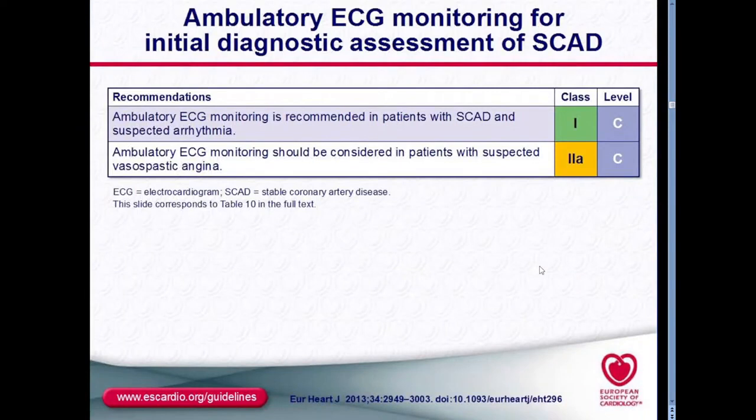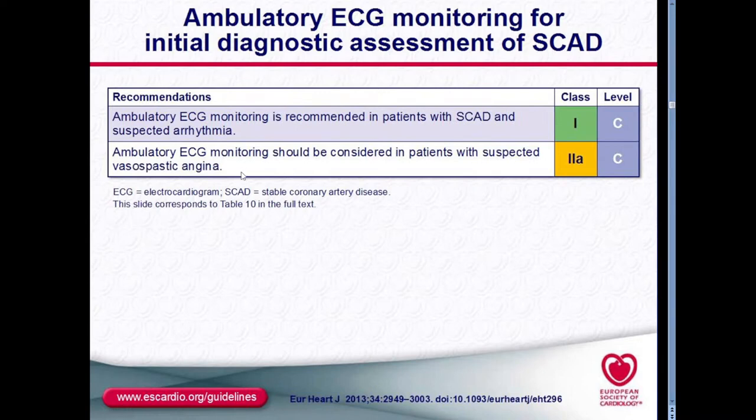Ambulatory ECG monitoring. We name it also Holter ECG monitoring. Holter is the founder of this method. He was an aerospace medical engineer. Okay, so ambulatory ECG monitoring is recommended in patients having coronary artery disease and suspected arrhythmia. Recommended strictly, but the level of evidence also looks not so good. But it's the opinion of the world medical community.